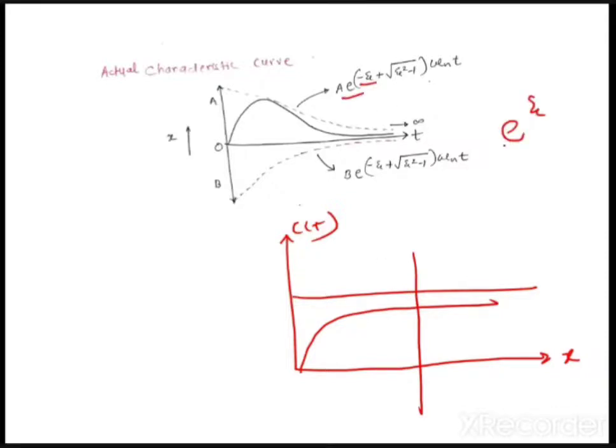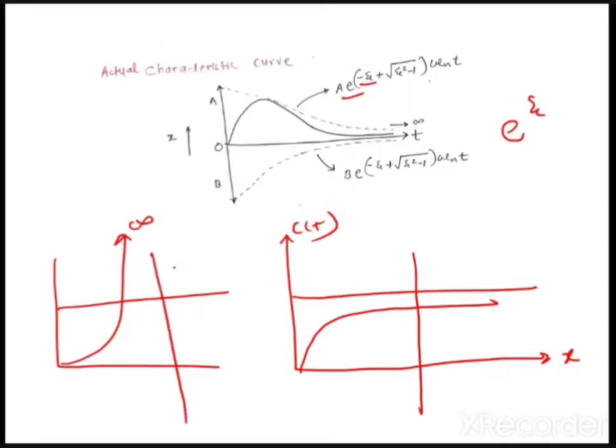If in the equation there was E raised to the plus sign, what would have happened? Anybody? If there was a plus sign, how would you represent this graph? Very simple. This graph would have gone like this, to infinity. Right? That means the location of the roots would be on the right hand side.